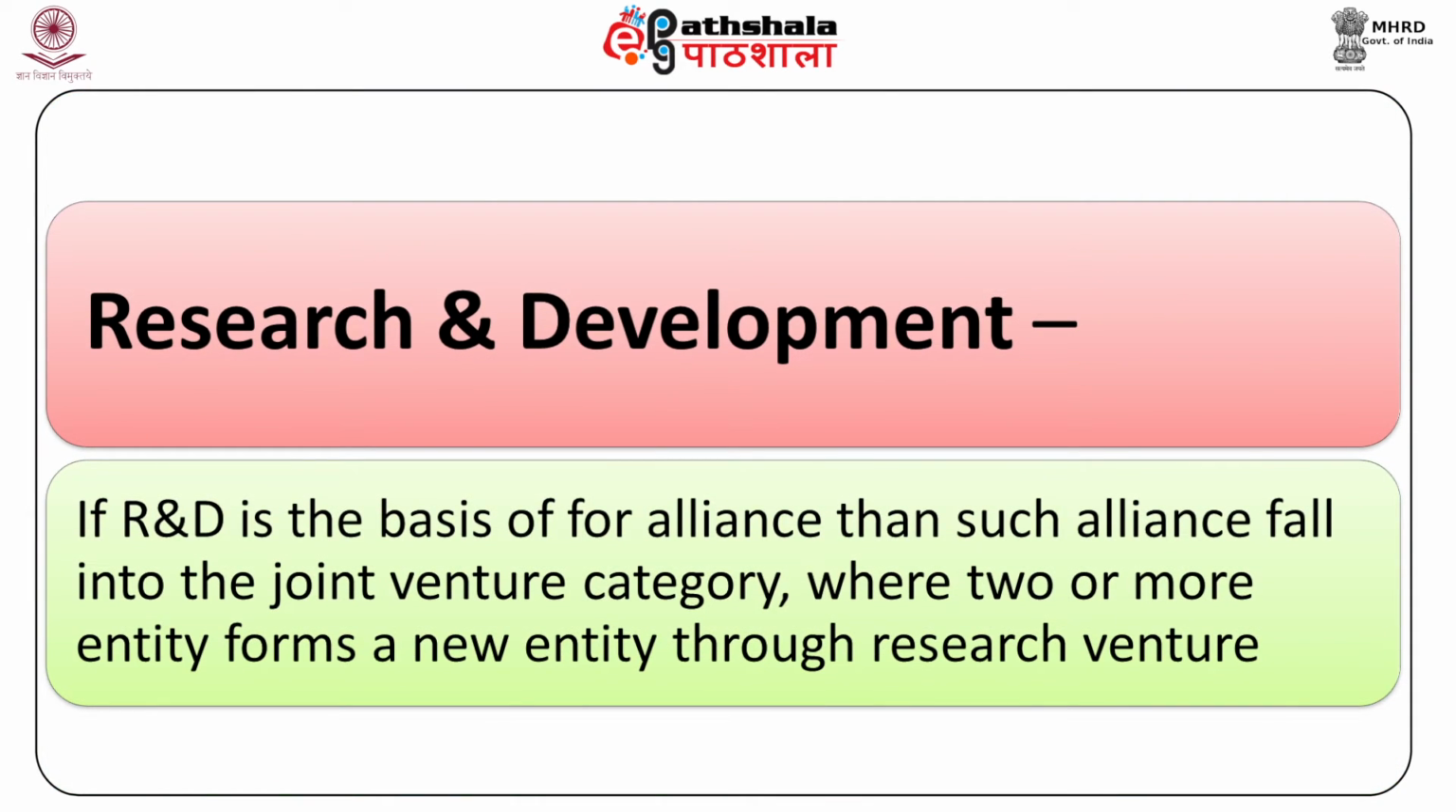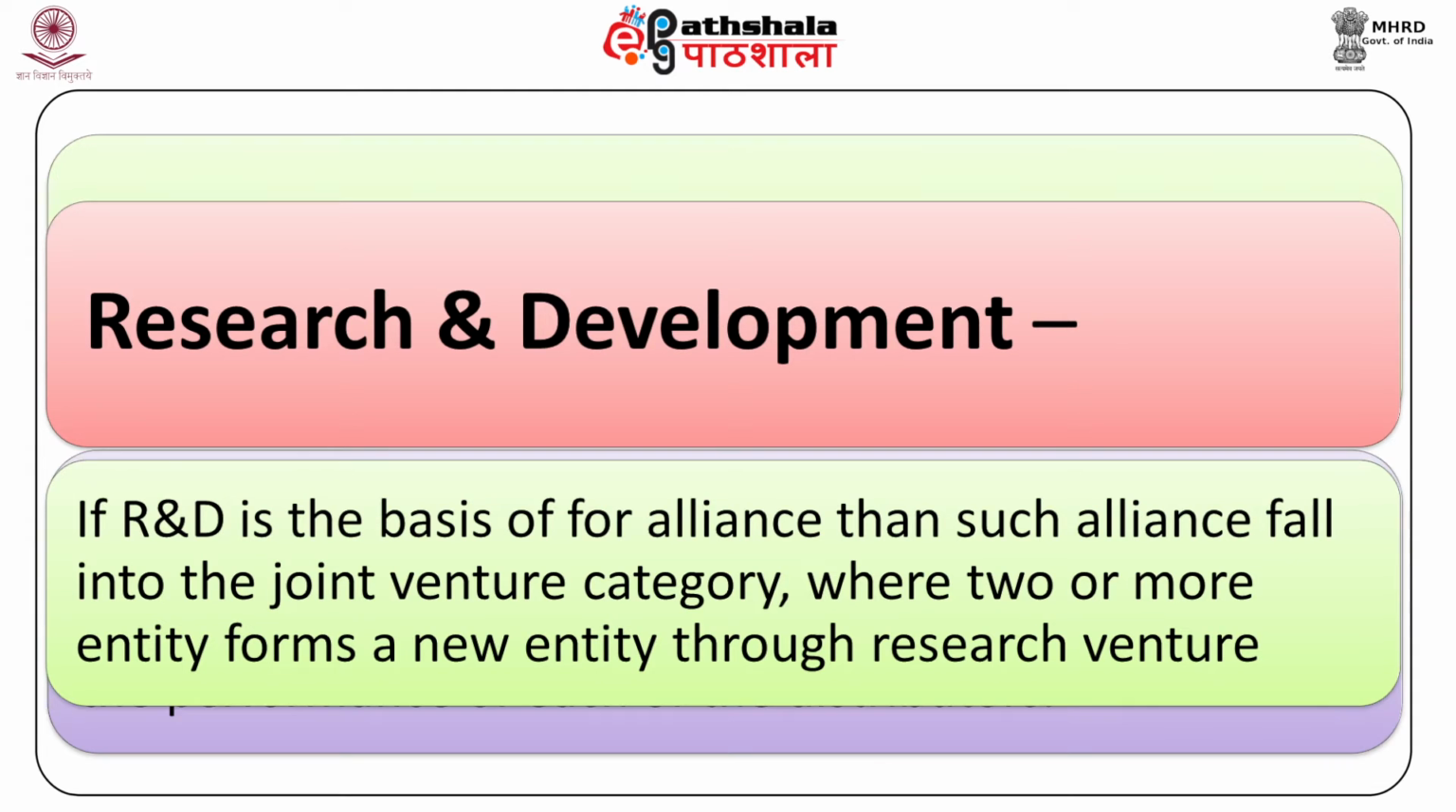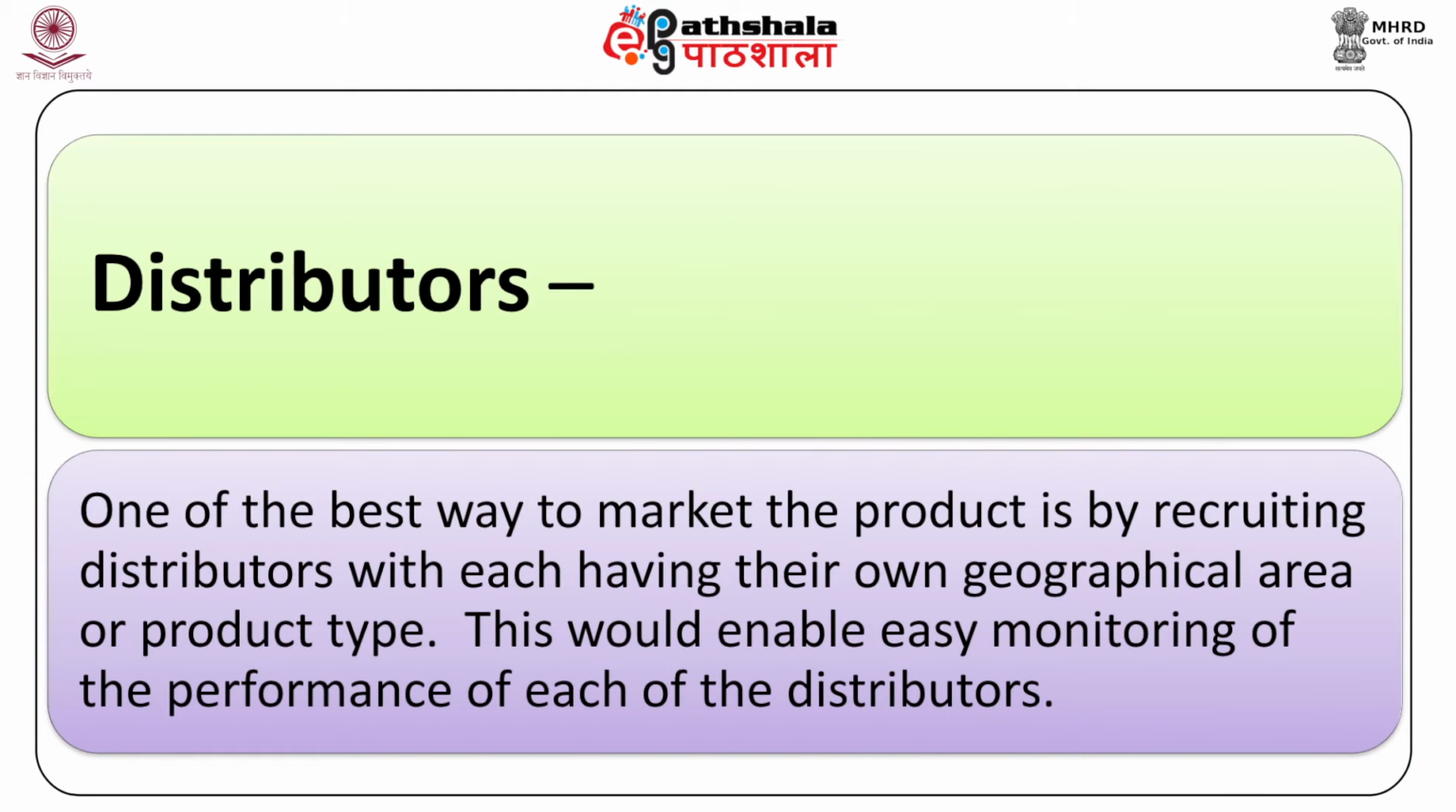Seventh, research and development. If research and development is the basis for all alliance, then such alliance fall into the joint venture category where two or more entities form a new entity through research venture. Eighth, distributors. One of the best ways to market the product is by recruiting distributors with each having their own geographical area or product type.